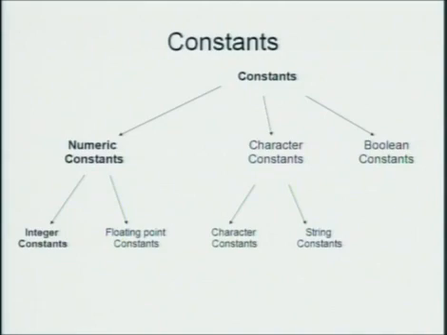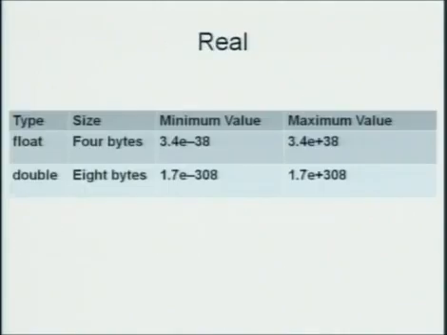The constants are of three types in Java programming: numerical constants, character constants, and Boolean constants. Numerical constants are again divided into integer constants and floating point constants, and character constants are divided into two parts: character constant and string constant. Basically, a string is a collection of character constants.